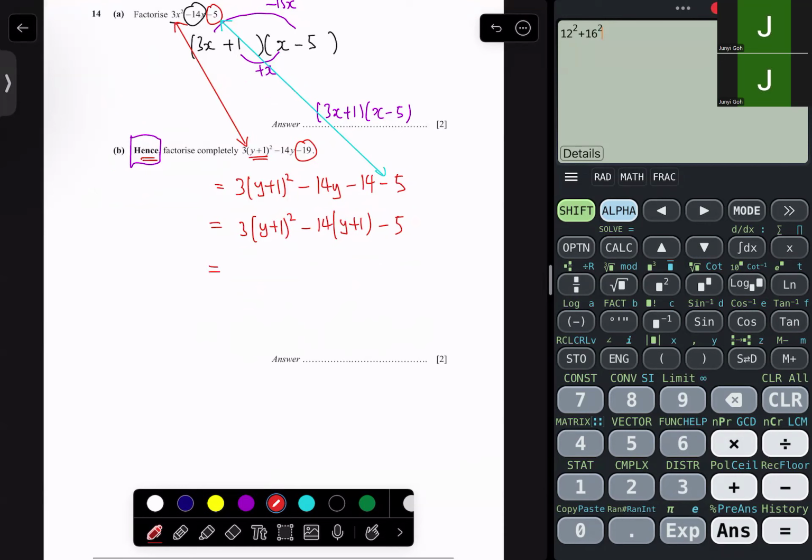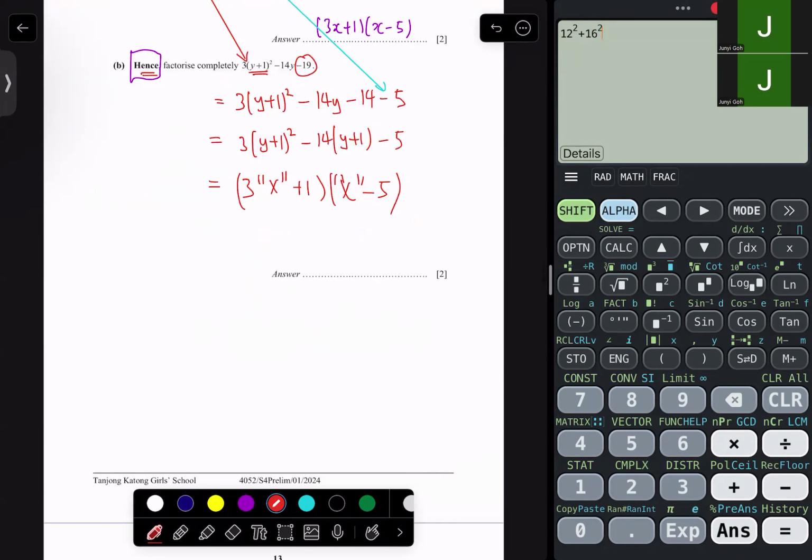So this will be equal to (3x plus 1)(x minus 5), but instead of x, it's actually y plus 1. I shouldn't have this step; remember to strike it off later. This is just an explanation. So this is technically (3(y plus 1) plus 1), close bracket, (y plus 1 minus 5). So we get (3y plus 4)(y minus 4).